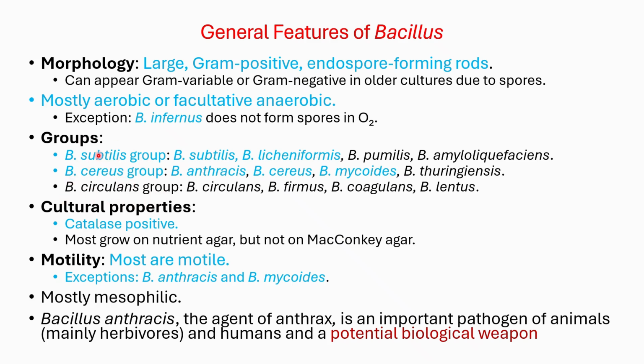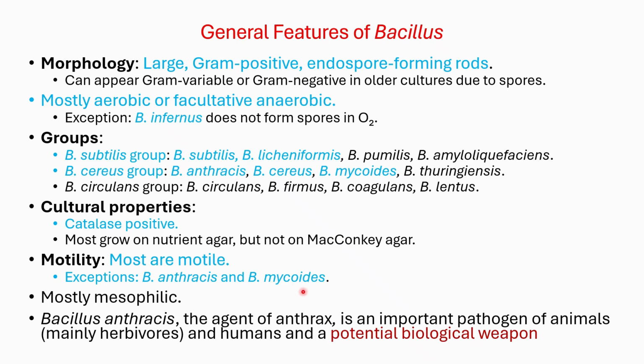In that, the Bacillus subtilis group includes Bacillus subtilis and Bacillus licheniformis, and the second, the Bacillus cereus group, which includes Bacillus anthracis, the causative agent of anthrax, as well as Bacillus cereus and Bacillus mycoides. And the last group, the Bacillus circulans group. Bacillus species are catalase positive, generally grow well on nutrient agar but not on MacConkey agar, and are mostly motile except for Bacillus anthracis and Bacillus mycoides.